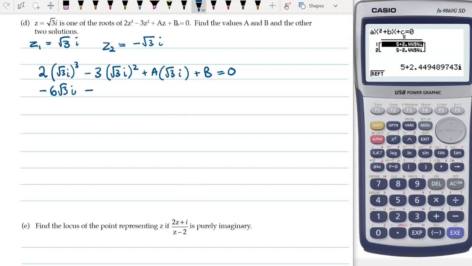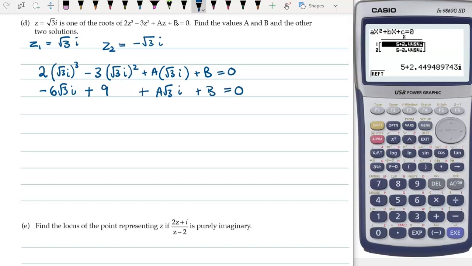Next one, we have a minus. Now root 3 squared becomes 3. Times it by the 3, we get 9. i squared becomes minus 1. So times that by minus 1, we get a plus. Then we get a root 3, i, and b equals 0.